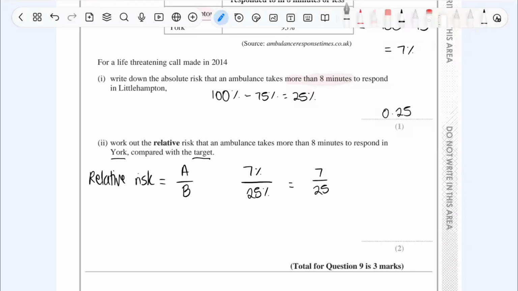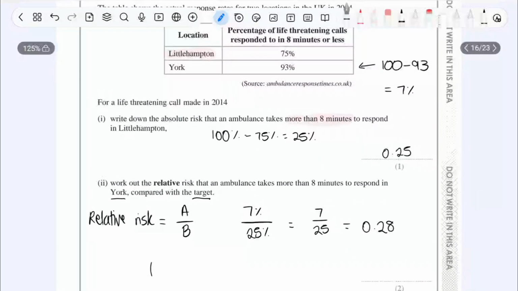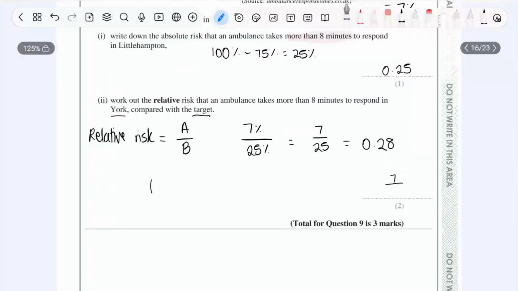And the idea is, if you think about it as a decimal, it is 0.28, if I'm not mistaken. So if it's 0.28, it's saying the risk of an ambulance being later than 8 minutes in York compared to the country is 0.28. Now if the relative risk was equal to 1, you'd say that they're roughly the same, like the risk is going to be the same wherever you are in the country. If it's greater than 1, then the risk in being in York of having a late ambulance is going to be higher. But because you're looking at York compared to the country and it's less than 1, it's going to be a lower risk, which makes sense because York's quite good. Look, they've got a 93% response rate. So that's the answer, 7 over 25.